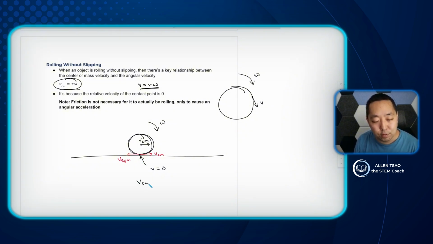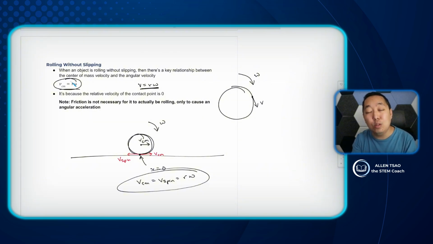That means the velocity of the center of mass has to equal the velocity of the spin, which is equal to r omega. Importantly, this is only true when we're rolling without slipping. If we're rolling while slipping, this is not true anymore. So this is a condition for it. And you can have a similar thing for the acceleration of the center of mass. It's r times the angular acceleration.